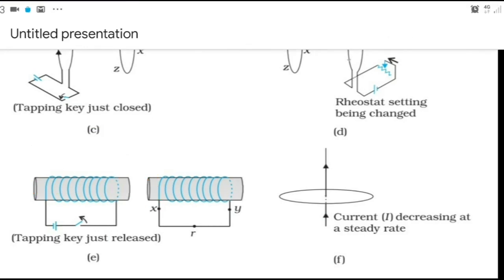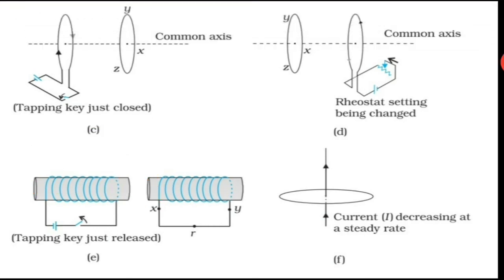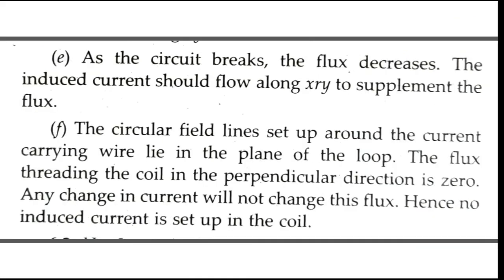Now coming to the F part, here there is a loop and perpendicular to the loop there is a wire carrying current. Current is decreasing at a steady rate. Here the magnetic field produced by the current carrying wire is along concentric circles, you know. So perpendicular to the plane of the loop, there is no change in magnetic flux. So because of that, there won't be any electromagnetic induction in this case, because there is no change in magnetic flux perpendicular to the plane of the coil. So no induced current.